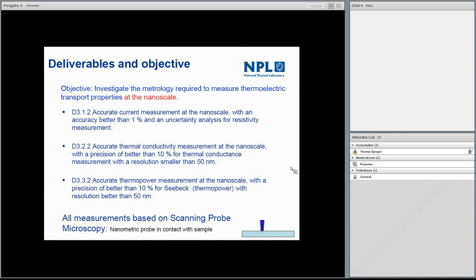Another extension is also that we need to know the uniformity of reference materials and materials in general. In terms of measurement, all of them are based on scanning probe measurement, which is the concept of touching your surface with a probe and being able to measure, in fact, three quantities, three measurements: the resistance, or conductance, the thermal conductance, and the Seebeck coefficient.